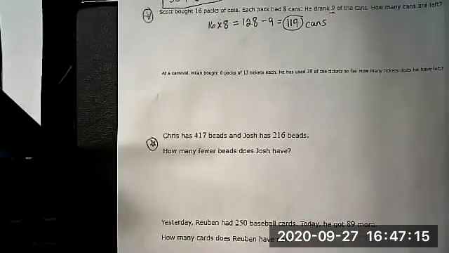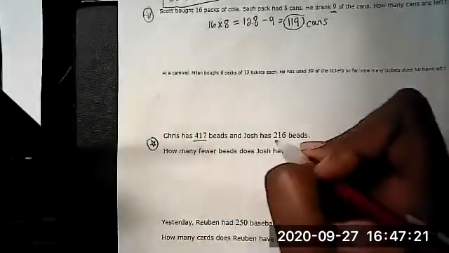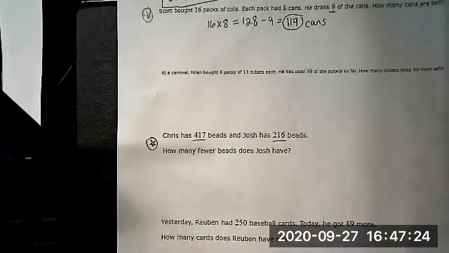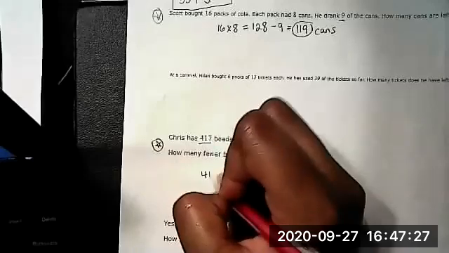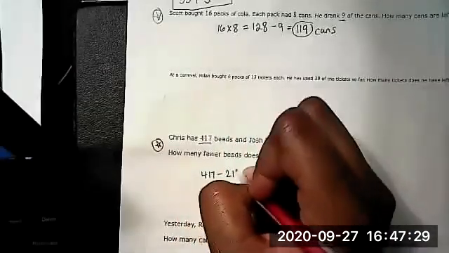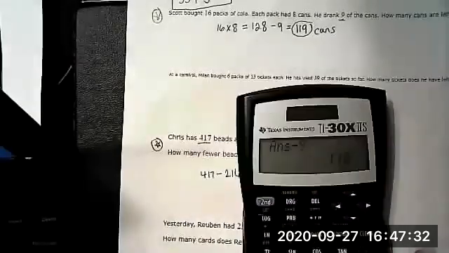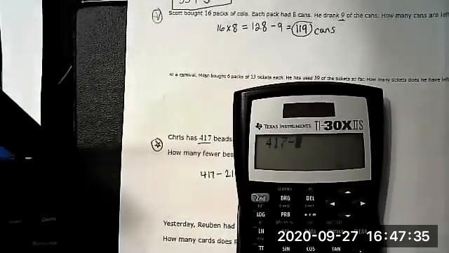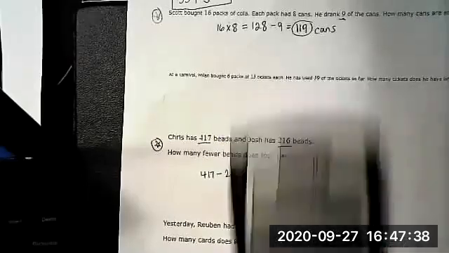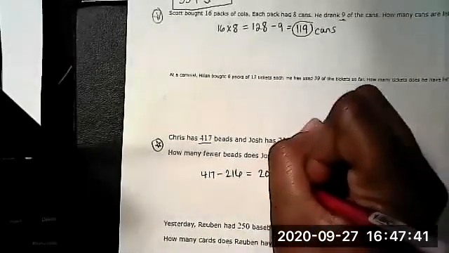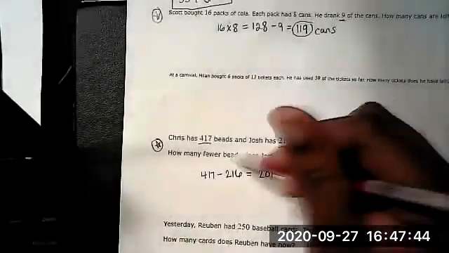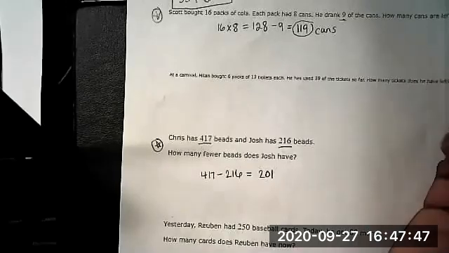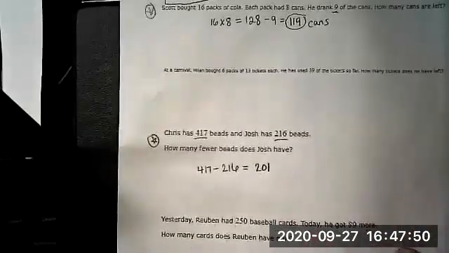All right, so now we have Chris has 417 bees, okay? And Josh has 216 bees. How many fewer bees does Josh have? That one's straightforward. 417 minus 216, okay? And again, don't feel ashamed. 417 minus 216 is 201. So 201 bees. That's how many fewer bees Josh has, okay? He has 201 fewer bees. Got it?